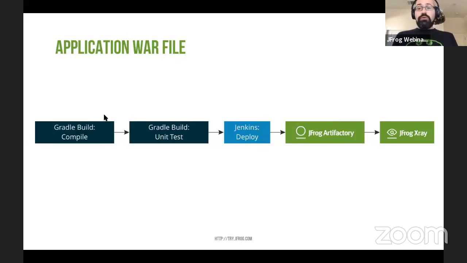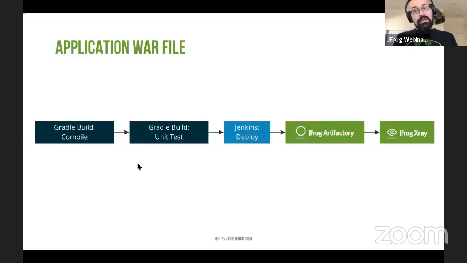So what we are going to do is complete these steps. We have a Gradle build, and Gradle is one of the leading Java build tools. The Gradle build will compile the Java code that we have, run some unit tests, and then Jenkins will deploy the artifacts that are created during this build to Artifactory. After those artifacts are deployed to Artifactory, they will then be scanned by JFrog X-Ray to find if we have any vulnerabilities and such.